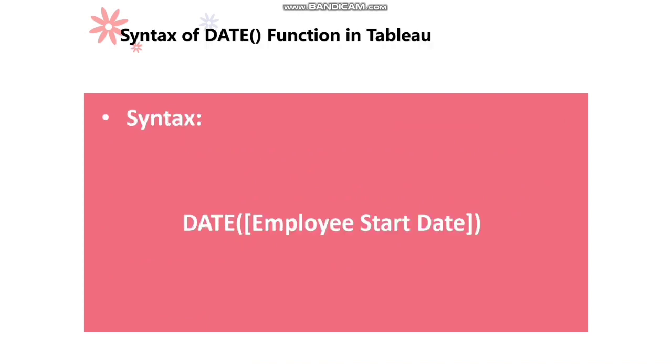So let's see the syntax of the date function. Whatever column we have, if we use the date function and pass the string column within it, we'll be able to convert that particular column to date. So that's what the syntax is: date of employee start date. Employee start date is nothing but the column. Let me open Tableau Desktop and show you how the date function works.